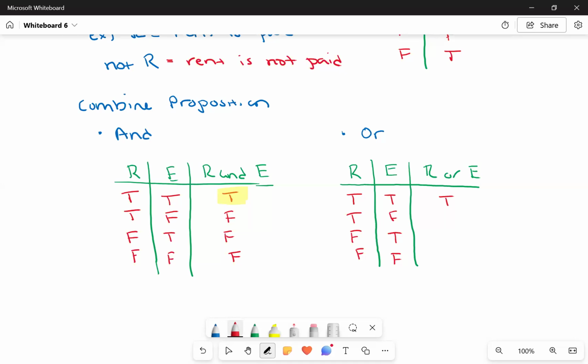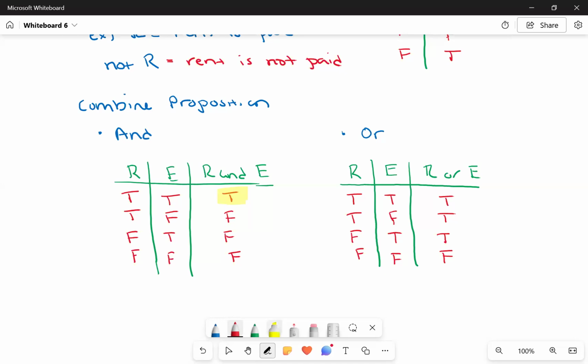In the second one, if you only paid the rent, not the electricity, but you're saying "or," it's still true. The truth still holds because you did pay the rent. Same with the next statement, where we paid the electricity, but not the rent. That "or" statement, I paid the rent or the electricity, works. But if you didn't pay either of them, that's a false statement.